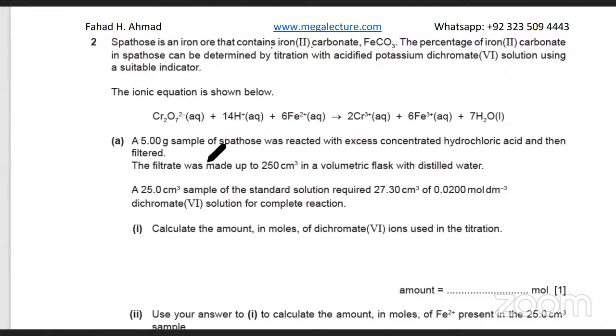The question is that there's a 5-gram sample of spathos. That's FeCO3. So I'm assuming the Fe2+ is coming from FeCO3. The percentage of iron carbonate in spathos can be determined by this. How much spathos is there? That's 5 gram, probably impure.